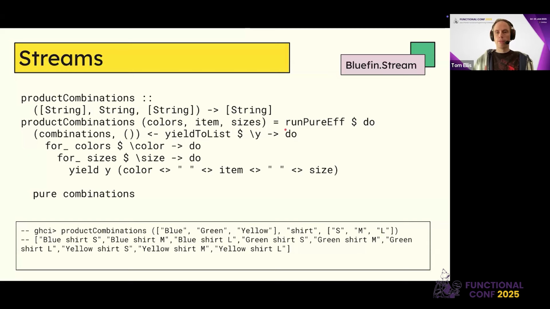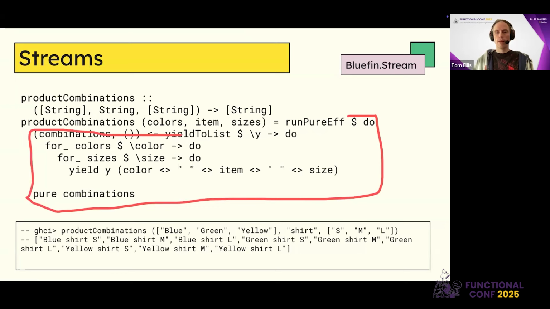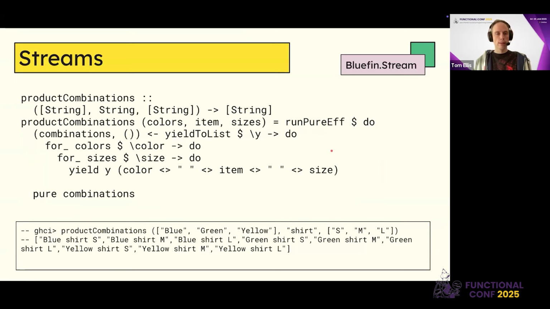So again, we have run pureRef at the top level, and everything that's happening is being done below that runPureRef in here. So we're going to look there. The first thing that we're going to do is run yieldToList. And what yieldToList does is it gives us a handle to a stream that's called y, and we can yield elements to y in order to put them on the stream. And yieldToList will pick them up off the stream and put them into its result. And its result here is called combinations.